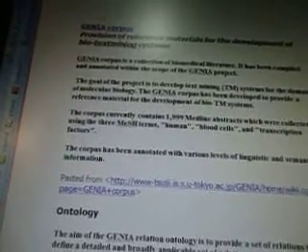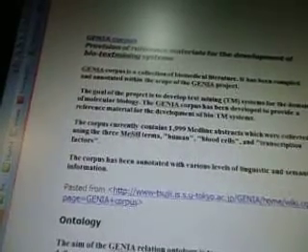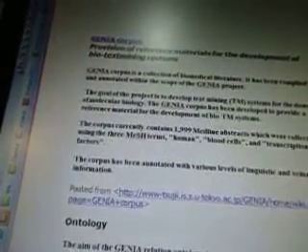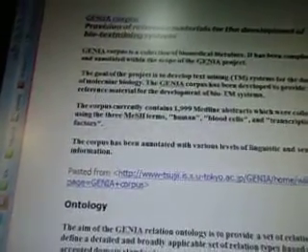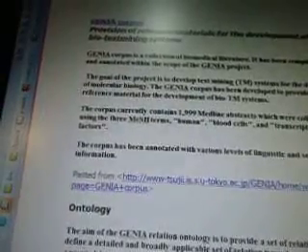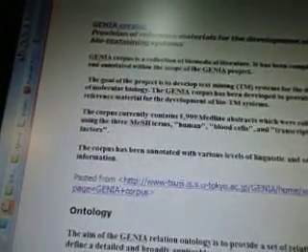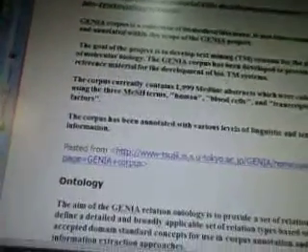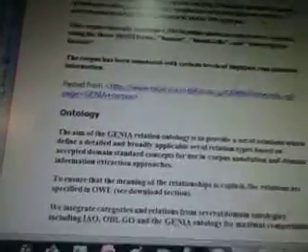The goal of the project is to develop text mining (TM) systems for the domain of molecular biology. The GENIA corpus has been developed to provide a reference material for the development of bio-TM systems. The corpus currently contains 1,999 Medline abstracts which were collected using the three MeSH terms: human, blood cells, and transcription factors. The corpus has been annotated with various levels of linguistic and semantic information.